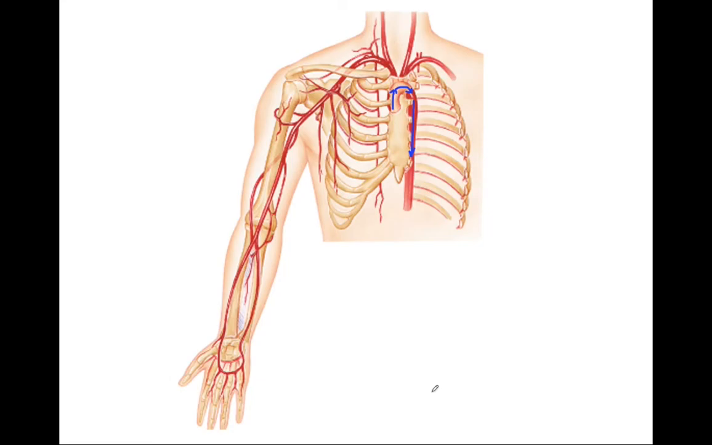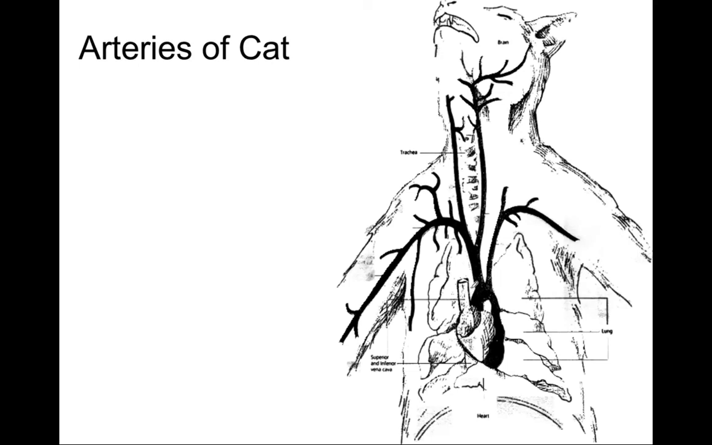So for example, to compare the branches of the aortic arch in the human to the branches of the aortic arch in the cat, we will see on this human diagram that there are three branches from the aortic arch, and over here with this diagram of the cat, we'll only find two branches of the aortic arch. Hold on to this discrepancy just for a second.